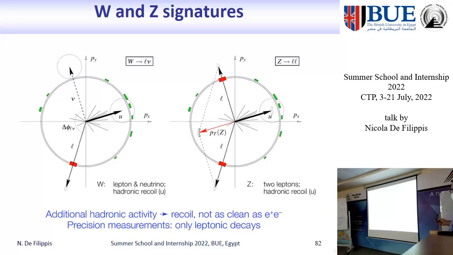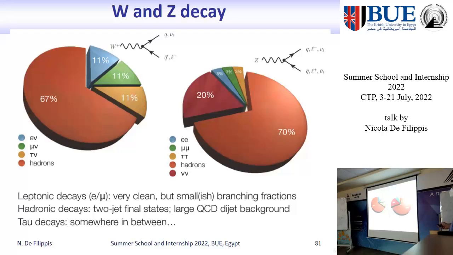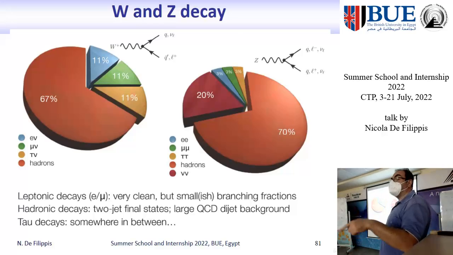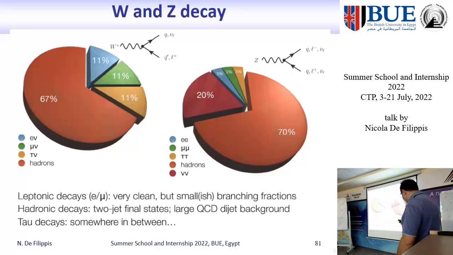Well, in the case of the W, there is a complication related to the neutrino when you have a charged lepton. The energy momentum of the neutrino escapes, so you have to reconstruct it in an indirect way. Okay.